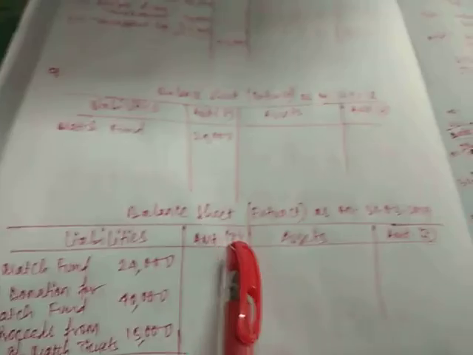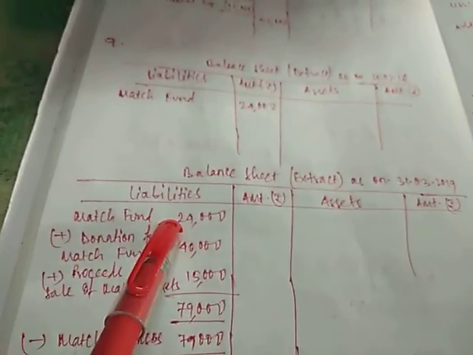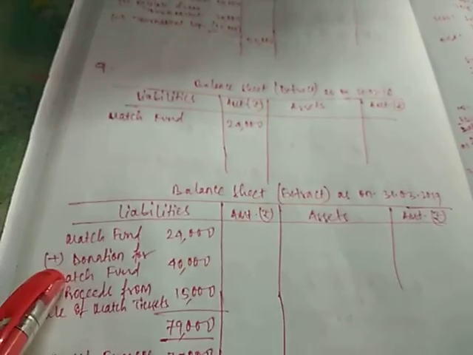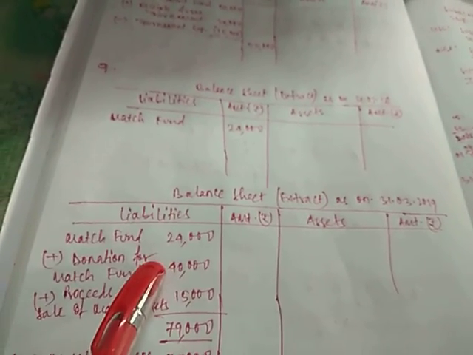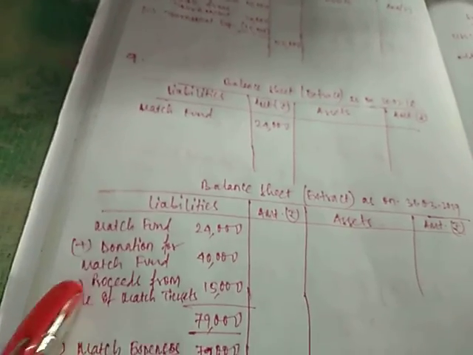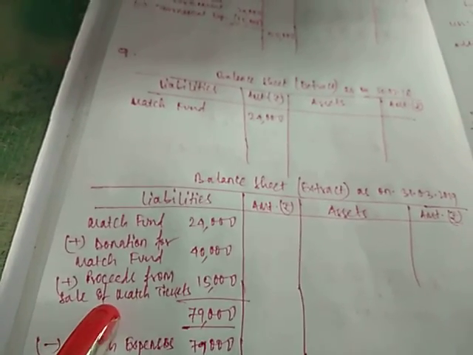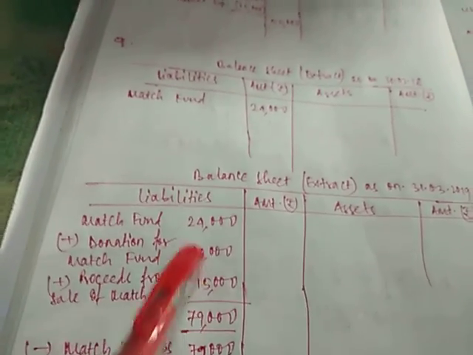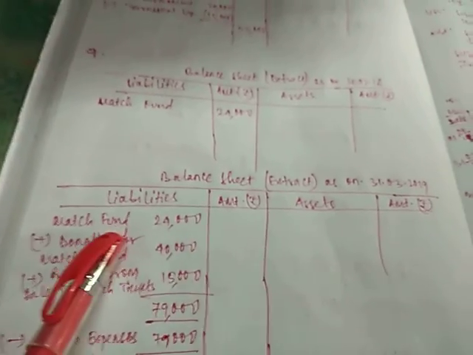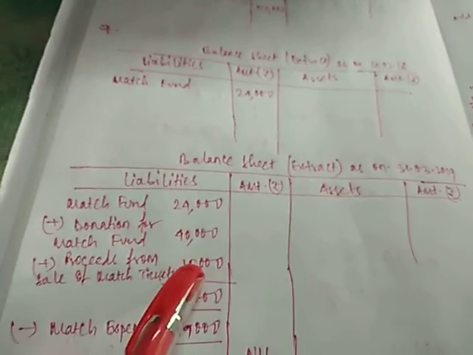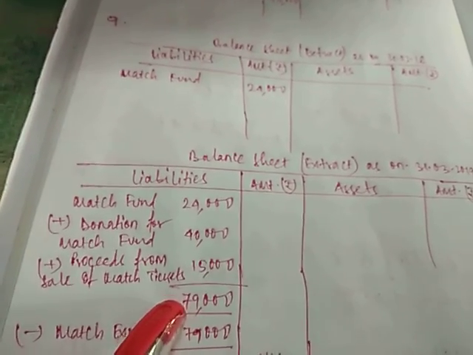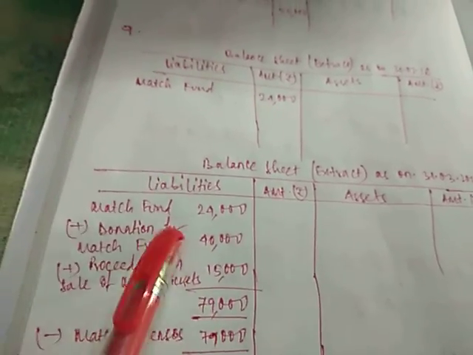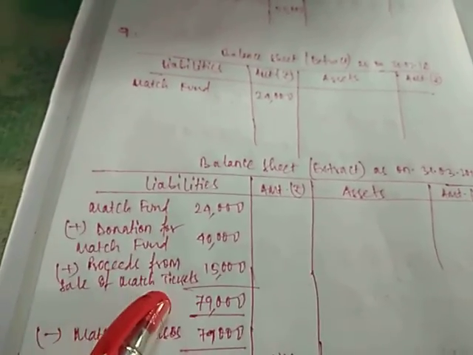This is the current year's balance sheet extract as on 31st March 2019. In this we'll show the match fund of 24,000 from the previous year, plus donation for match fund. Whatever donation you receive for the match fund will be added here, 40,000. The proceeds from the sale of match tickets, 15,000, will also be added to the match fund. Altogether it becomes 79,000.